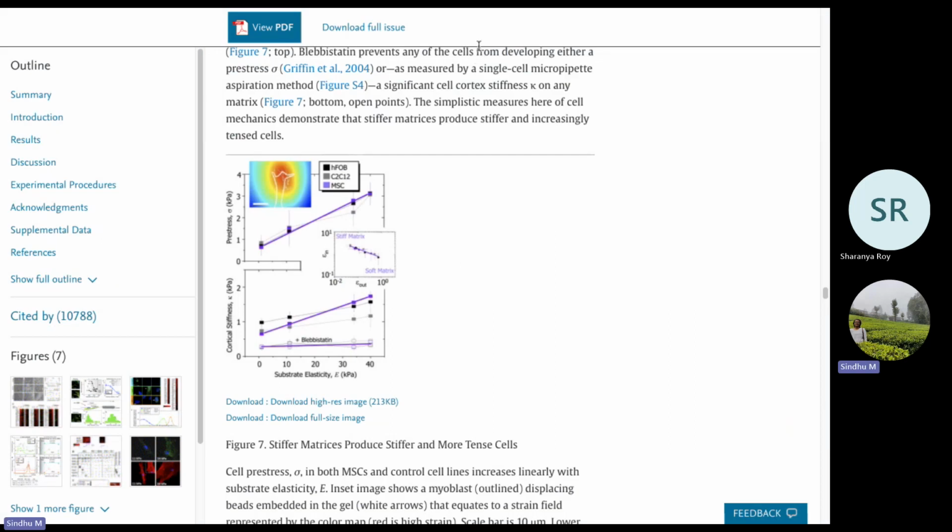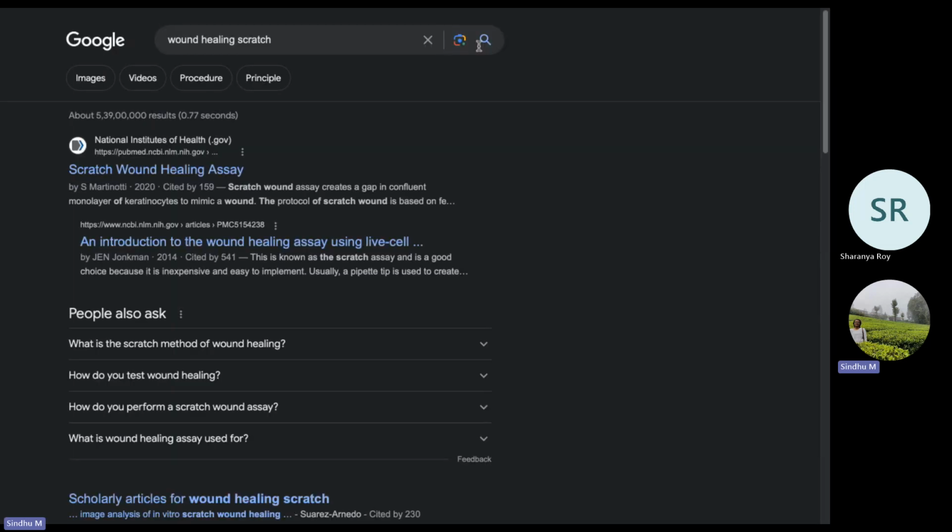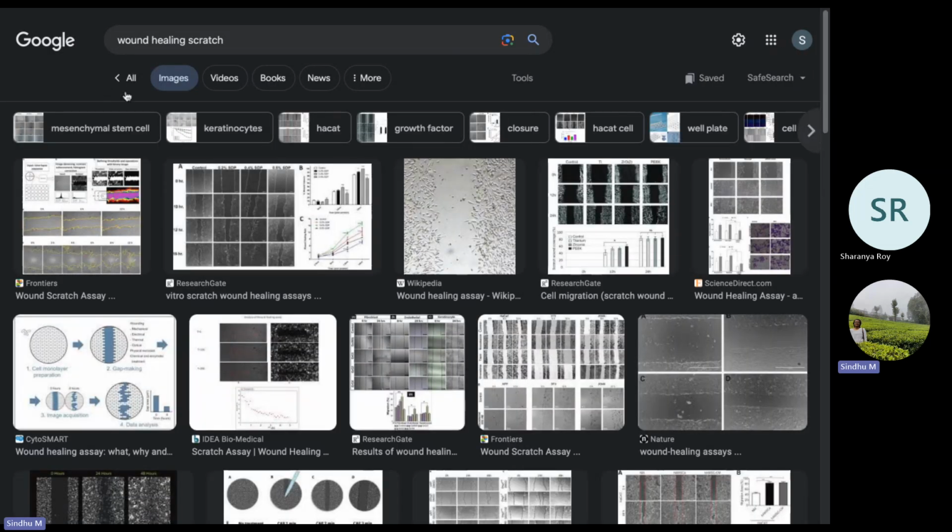So the first method is the scratch wound assay. In the scratch wound assay, you grow the cells normally, using a glass bottom dish. Once the cells have fully grown, using a pipette tip, like a 200 microliter tip or 1 ml tip, just make a scratch. Wherever the pipette tip touches the cells, those cells will be removed. So there will be a gap in the monolayer, and the cells from both sides will try to come and close the gap.